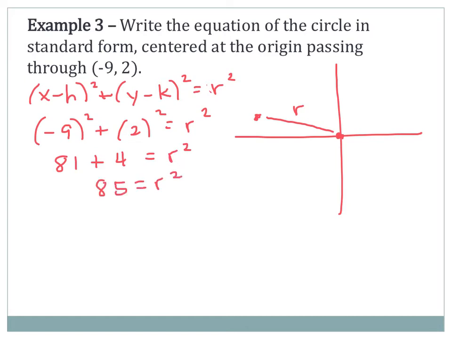Now we could find what the square root of 85 is, but since our standard form uses r squared, it's really not necessary. You're just going to have to re-square it. So in our parentheses, x minus 0, so x² + y² = 85 is the equation of that circle.